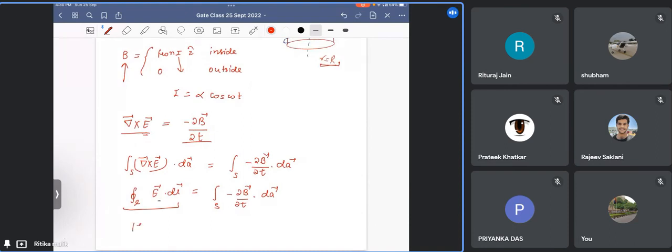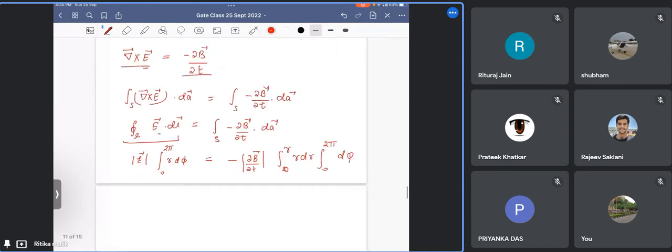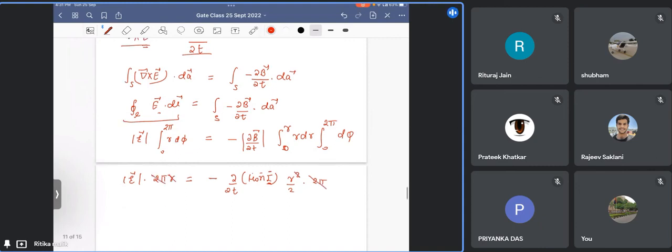So we will calculate E dot dl as mod E times dl, which becomes r d phi from 0 to 2 pi. And now the surface integral becomes minus mod of del B by del t into the surface integral, 0 to R of r dr and 0 to 2 pi of d phi. So when we calculate it, it will become mod E into 2 pi r equals minus del over del t of B, which is mu naught n I. Mu naught is constant, n is constant, it is I which will depend upon t, so this is only going to be differentiated here. This will become r squared by 2 times 2 pi. So the 2 pi cancels out, and mod E will become minus mu naught n del I by del t into r by 2.